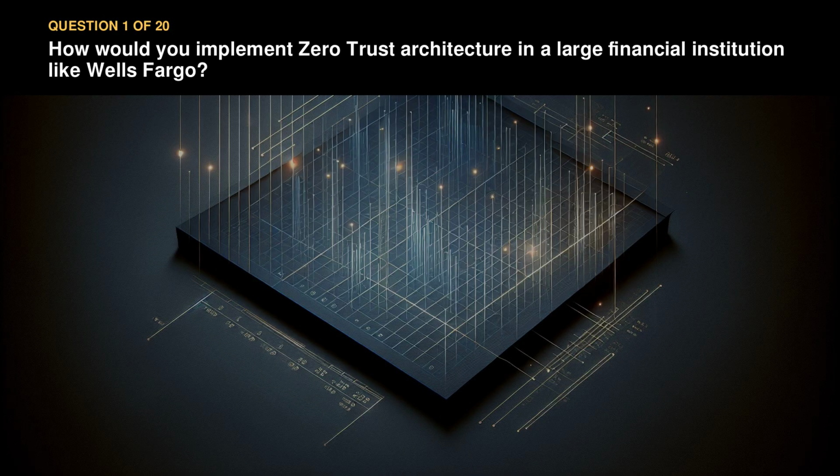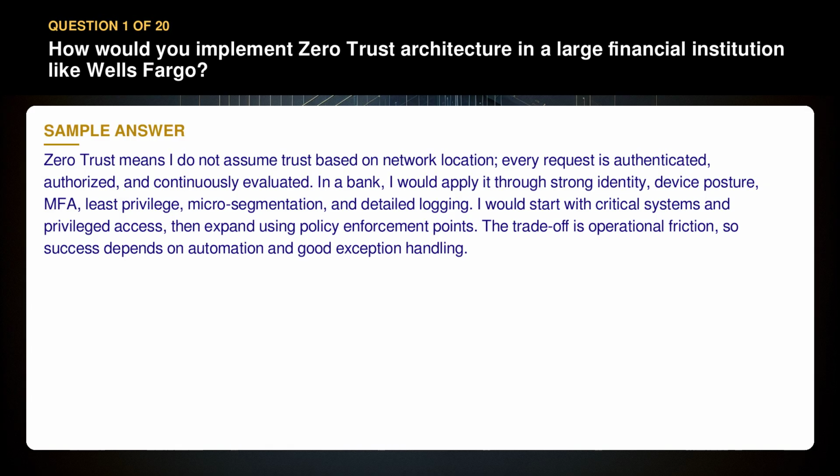Question 1. How would you implement zero trust architecture in a large financial institution like Wells Fargo? Zero trust means I do not assume trust based on network location. Every request is authenticated, authorized, and continuously evaluated. In a bank, I would apply it through strong identity, device posture, MFA, least privilege, microsegmentation, and detailed logging.